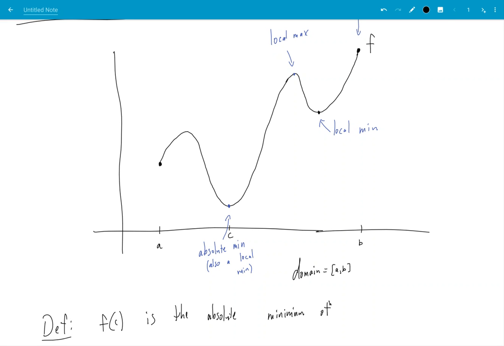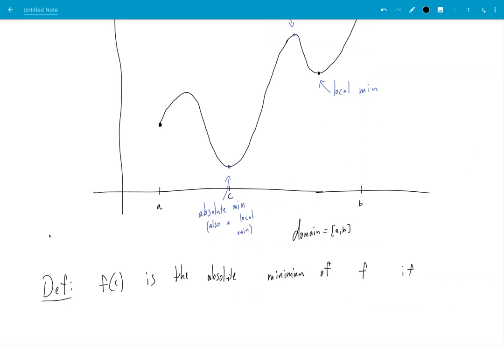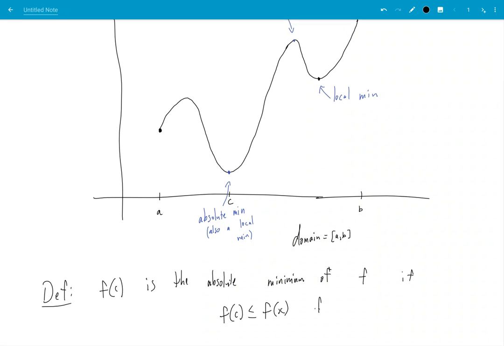of f if f of c is smaller than, it's the smallest it gets, for x in D. We usually call the domain just capital D. Okay, that's the formal definition of an absolute minimum.